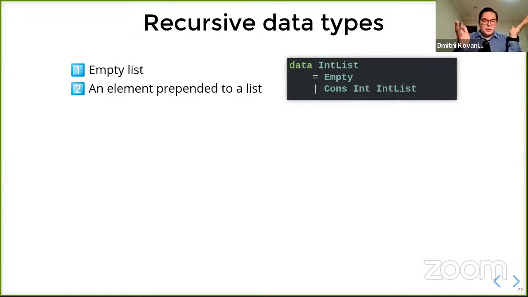So for the empty list, we can just have a constructor called Empty without any values. Otherwise, it's some element added to the list. We name the constructor Cons. It's a standard name for constructors that add elements to the beginning of the list.